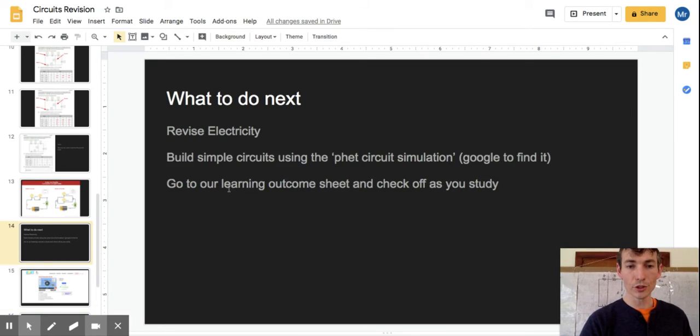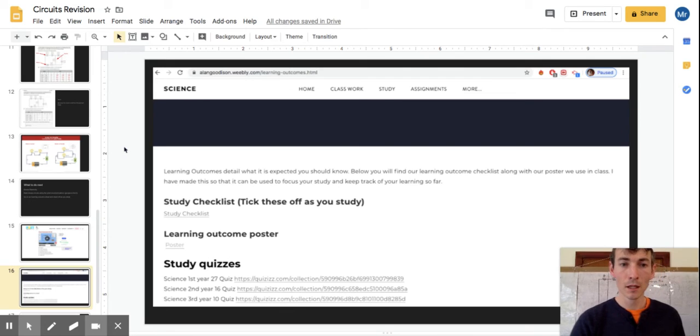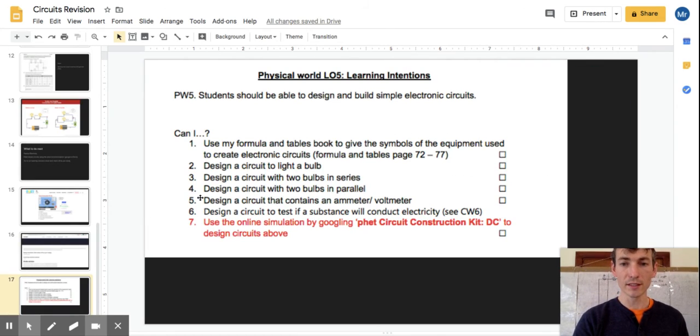I also want you to go to our learning outcome sheet and check off as you study. What do I mean by this? On the website that we have, okay, you click study and then another tab, learning outcomes. And I have got this study checklist here, okay? If you click that, that will bring you to this. And tick those off as you're studying. That's going to help you really pinpoint that you're hitting the right information.